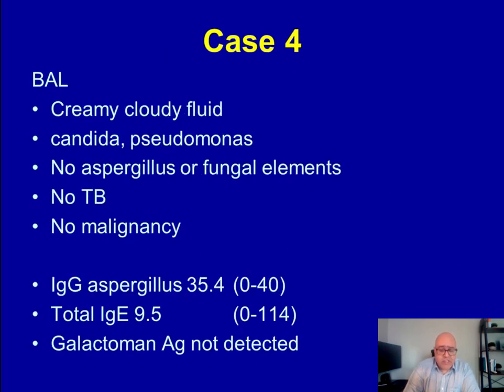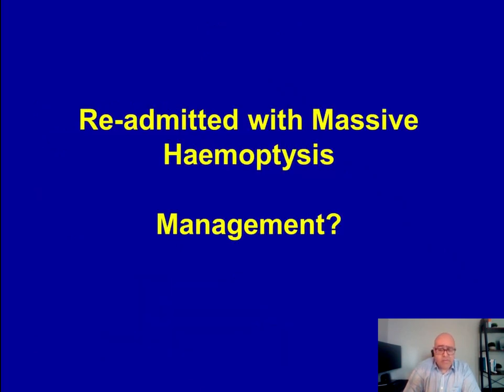Well, for our patient, she actually had workup to exclude lung cancer, and that did include bronchoscopy. On lavage, we found that she had quite a significant amount of candida and also Pseudomonas. And in terms of screening for ABPA and fungal disease, those investigations were actually normal. So the patient was treated, but then admitted with massive hemoptysis subsequently. So I guess the question is, how would you deal with the situation then?